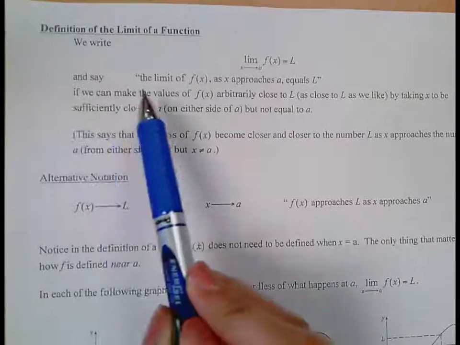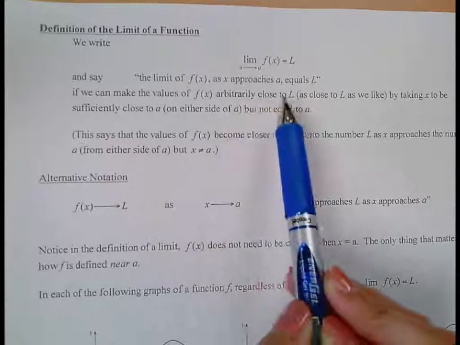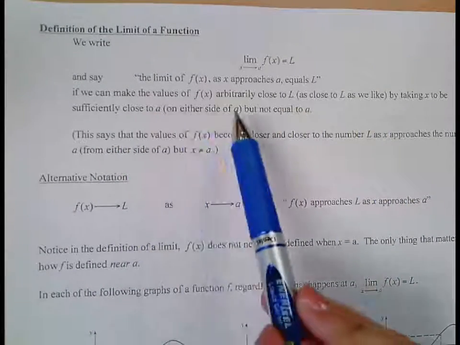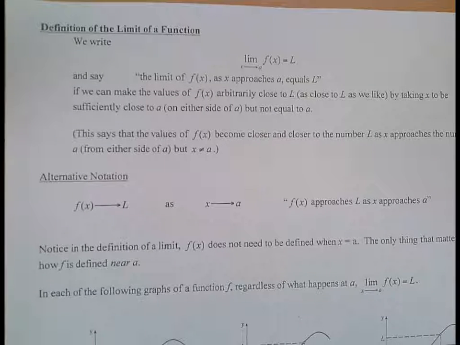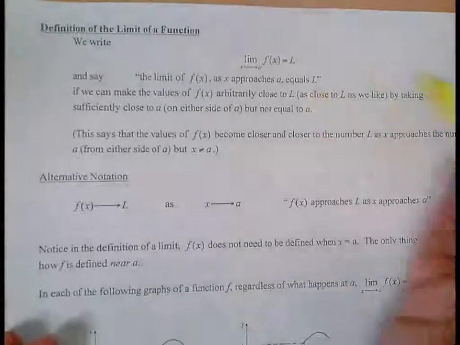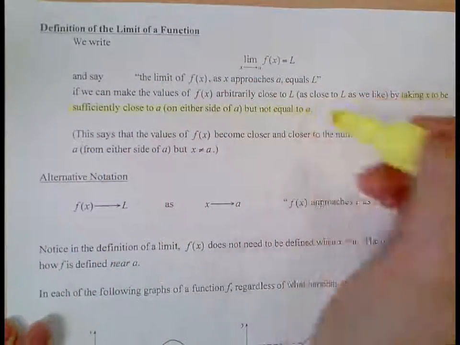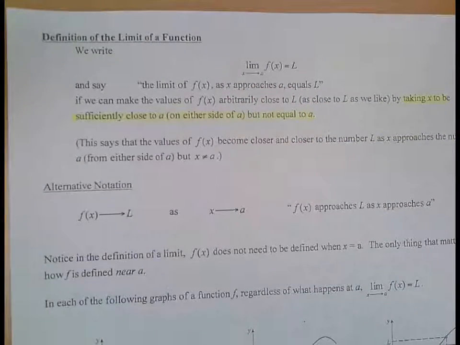And this is true if we can make the values of f of x arbitrarily close to L, so as close to L as we like, by taking x to be sufficiently close to a on either side of a, but not equal to a. So I include the definitions as they're given formally, although I think some other definitions are very wordy. Ultimately, it's just saying, again, as you take x values to be close to whatever a is on either side, but not equal to a, we don't care what is happening at a, just as you get close. You're looking for what's happening with the y values. What are they getting close to?